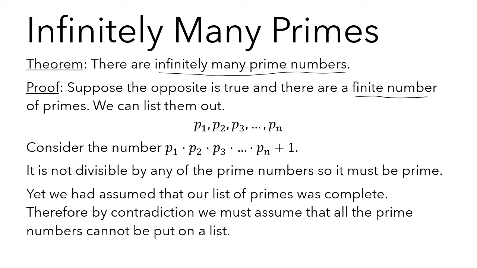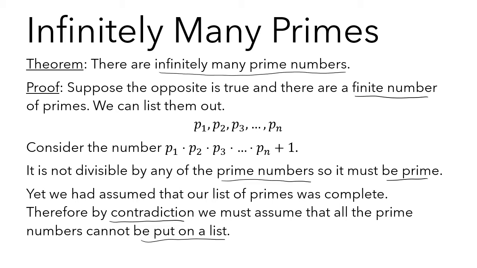But consider the number P1 times P2 times P3 times up to Pn, meaning you multiply all those primes, plus 1. What about this number? Well, it's not going to be divisible by any of the primes, so if it's not divisible by any primes, it must be prime itself. Yet we just assumed that our list of primes was complete. So there's a contradiction. And now we can say, by contradiction, that all prime numbers cannot be put on a list. In other words, there's an infinite number of primes.